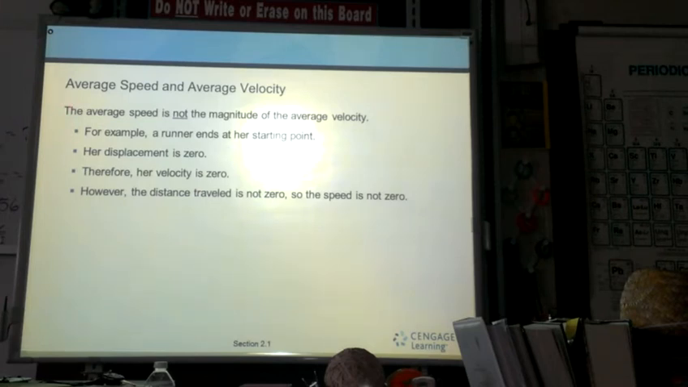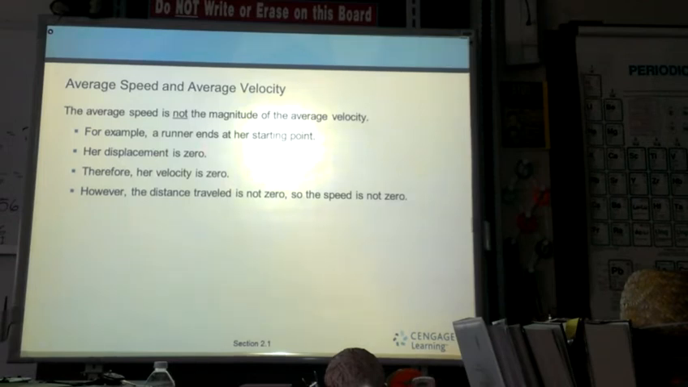So for example, a runner ends at her starting point. So if I started one place, and then I go and go and go, and then I end right where I started, I know my displacement is 0. Therefore, her velocity has to be 0 as well, because velocity is just the displacement over time. And if displacement is 0, then velocity has to be 0.